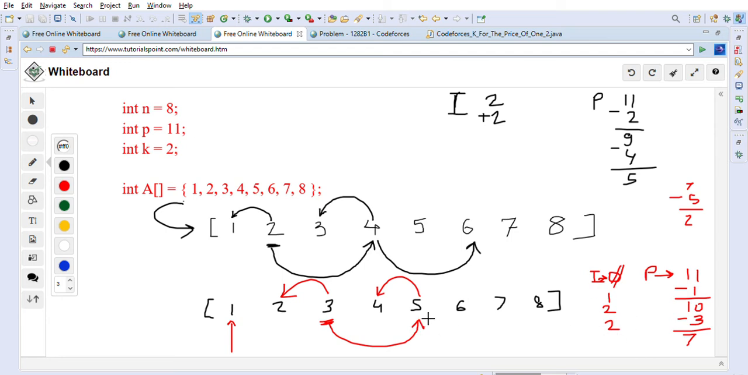Again we will go alternate with this one. So 2 is not more than 7, right? So we cannot buy this item.